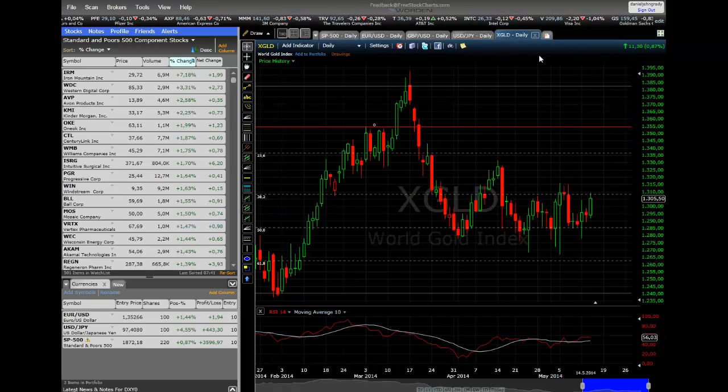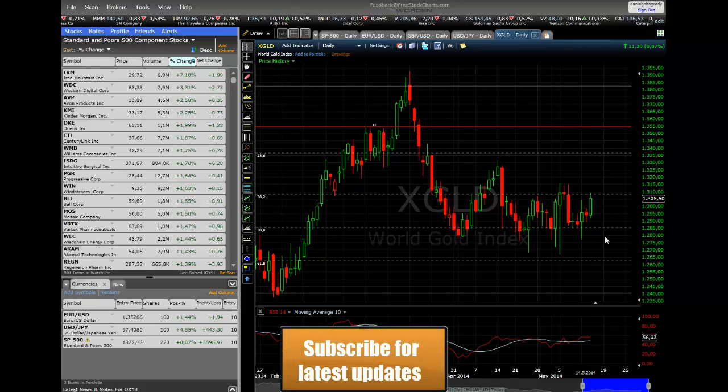And then finally we have gold, which gained some and rose yesterday. There was some weakness in the dollar, which explained some of this rise in the price of gold. It's still below resistance at 1,310, and we have support at 1,280. And that's it for today.